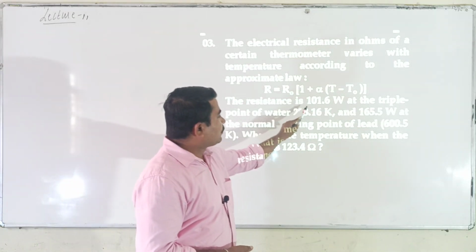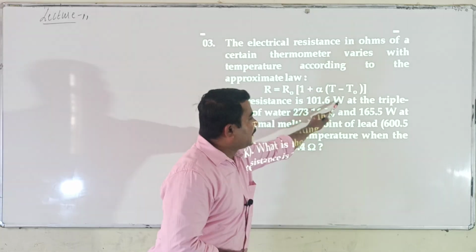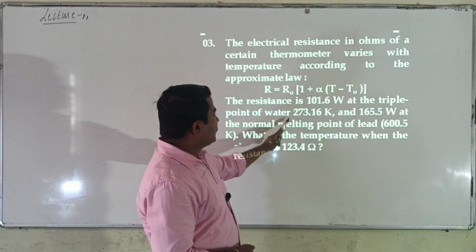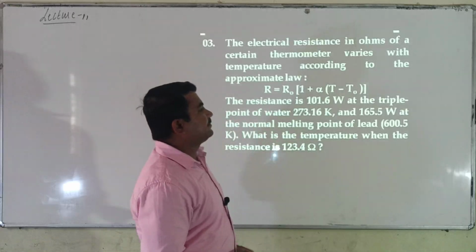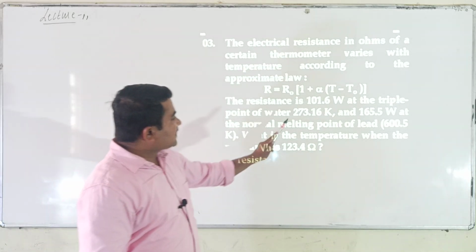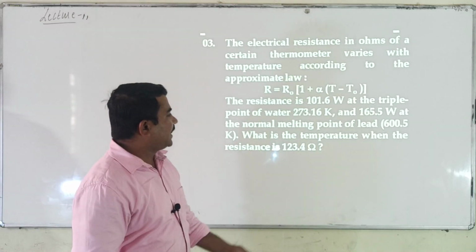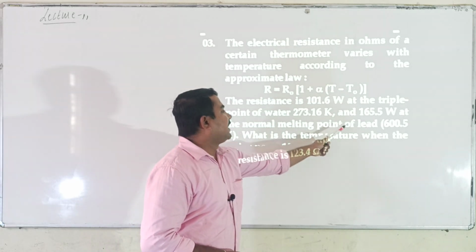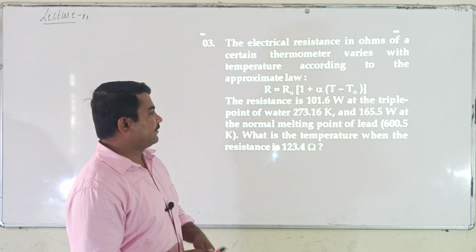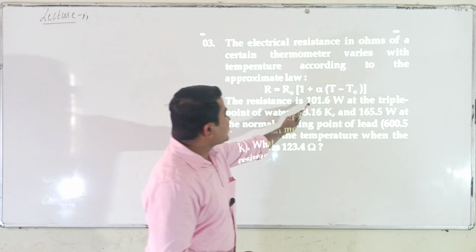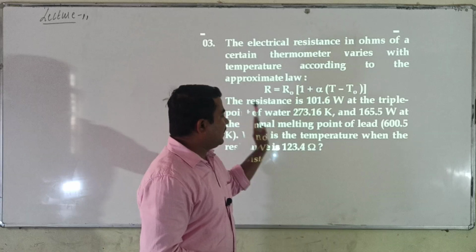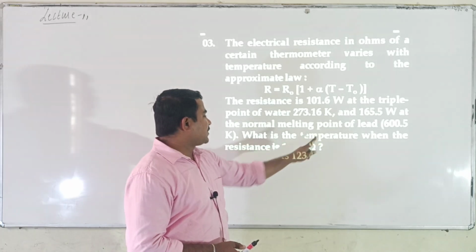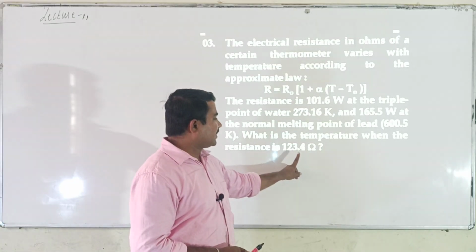The resistance is found to be 101.6 ohm, at the triple point of water, 273.16 Kelvin. I mean resistance of the conductor is this much at this temperature, and 165.5 ohm at the melting point of lead, 600.5 Kelvin. Very simple. At this resistance, this temperature is available. Then what is the temperature when resistance is 123.4 ohm?